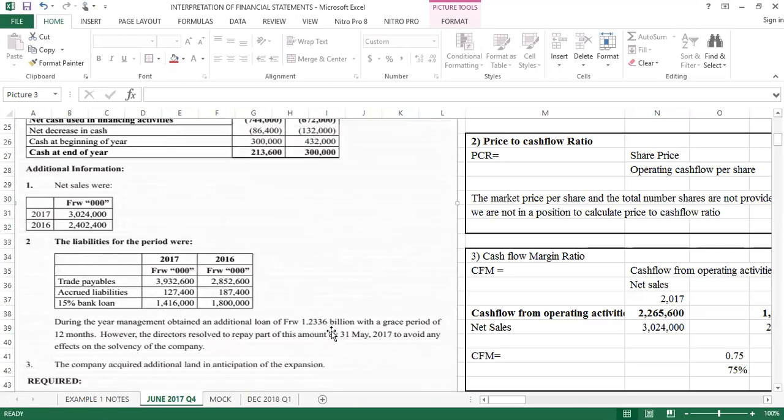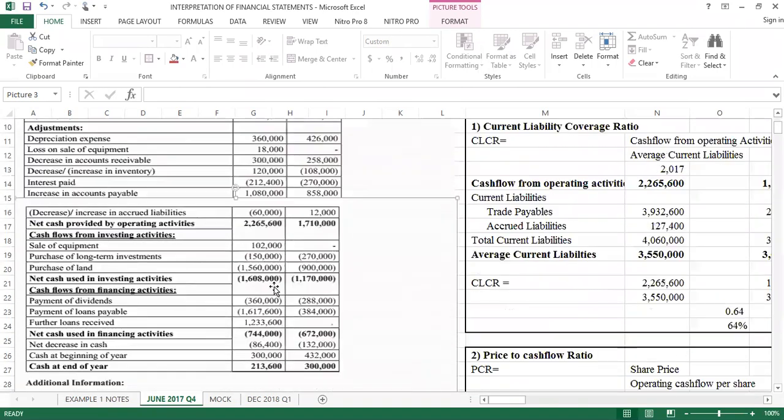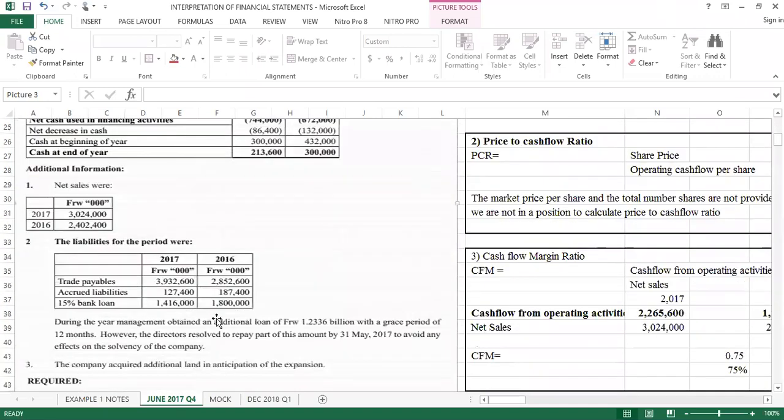We always look at this change. In the statement of cash flow, where is it? Statement of cash flow. Do you see financing activities? This 1,233,600 was the further loan what? Received. Further loan received, which means there was a loan that is repaid here. There was a loan that is repaid here. So the further loan received is included there. It is included there. It is part of that.